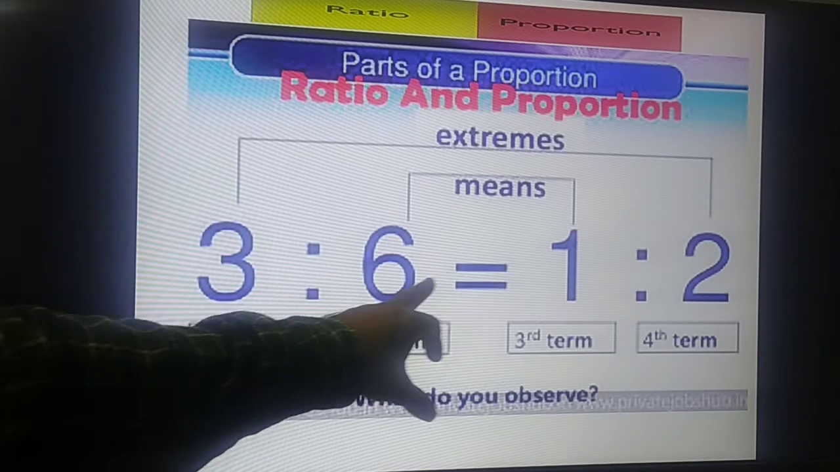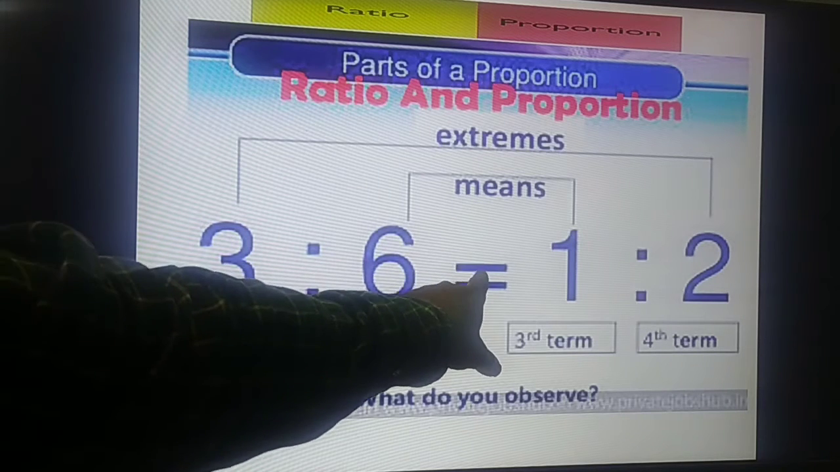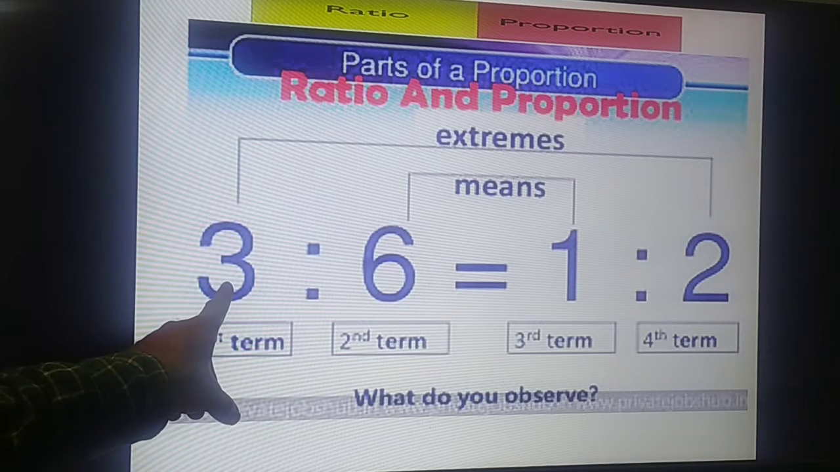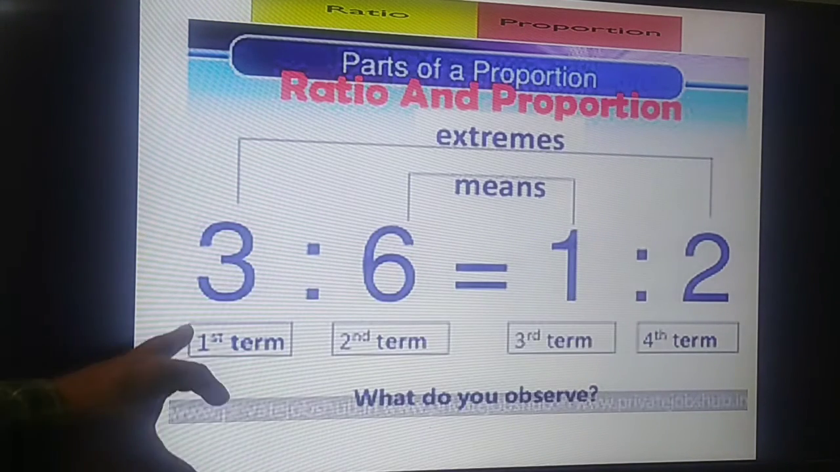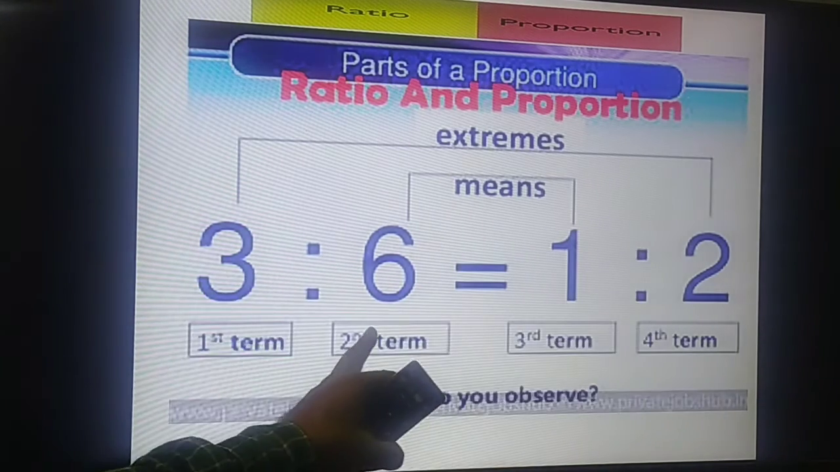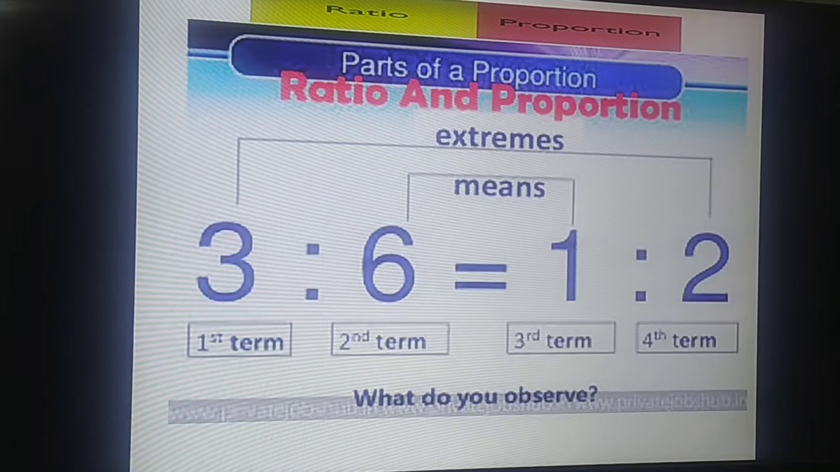Here 3 is to 6, 1 is to 2, these four terms are in proportion. The proportion sign is four dots. Then 3 is the first term, 6 is the second term, then the third term and the fourth term. The first and fourth terms are called the extreme terms, and the second and third terms are called the mean terms or middle terms.